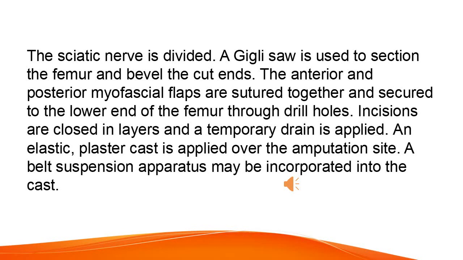The anterior and posterior myofascial flaps are sutured together and secured to the lower end of the femur through drill holes. Incisions are closed in layers and a temporary drain is applied. An elastic plaster cast is applied over the amputation site. A belt suspension apparatus may be incorporated into the cast.